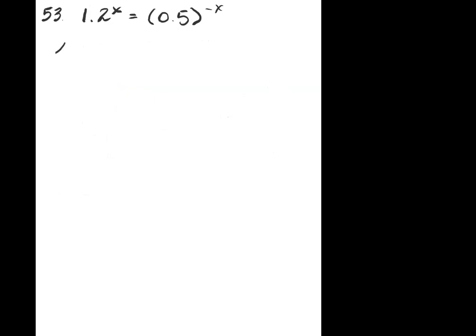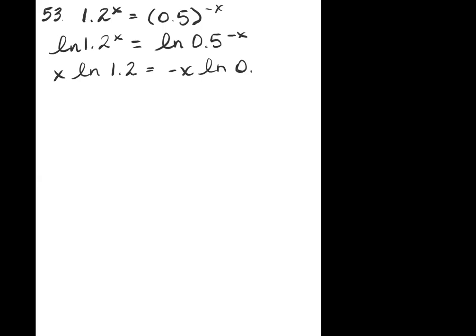So the natural log of 1.2 to the x, the natural log of 0.5 to the negative x. And at this point, if you've done enough problems, some students go straight to this line. x ln 1.2, negative x ln 0.5. And I'm okay with that. If you want to skip this line, that's fine.